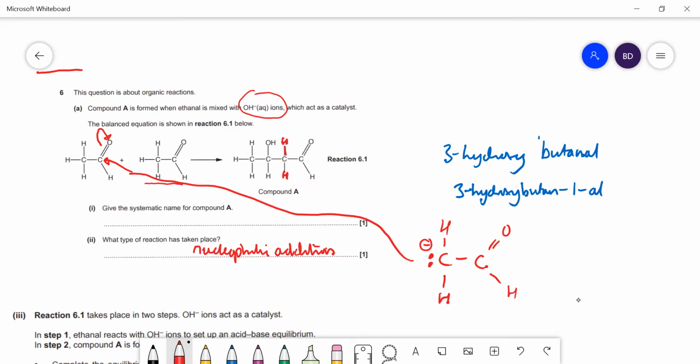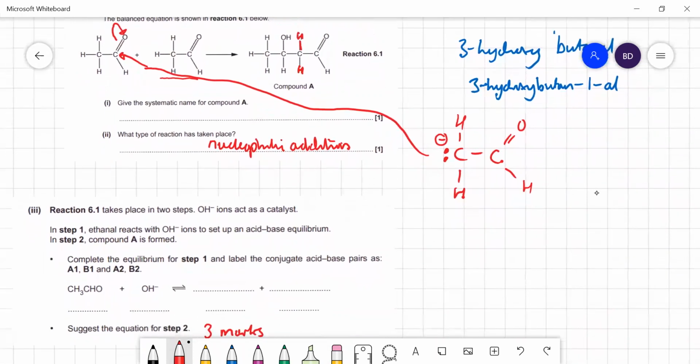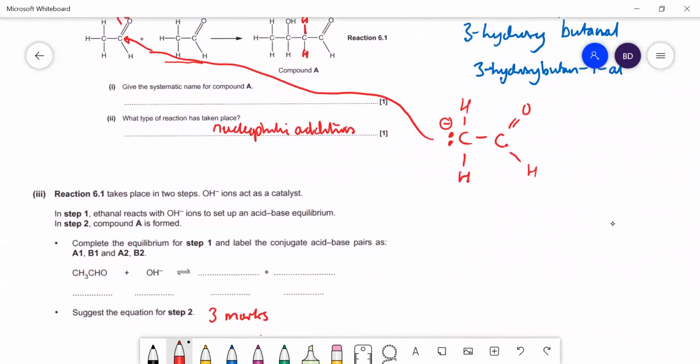Okay, so let's answer the questions there. Step 1, ethanal reacts with OH minus to set up an acid-base equilibrium. In step 2, compound A is formed. Complete the equilibrium for step 1 and label the acid-base conjugate pairs. Okay, so you're going to form this thing here, which is CH2CHO, and that's got a minus on there, and you're going to form water.